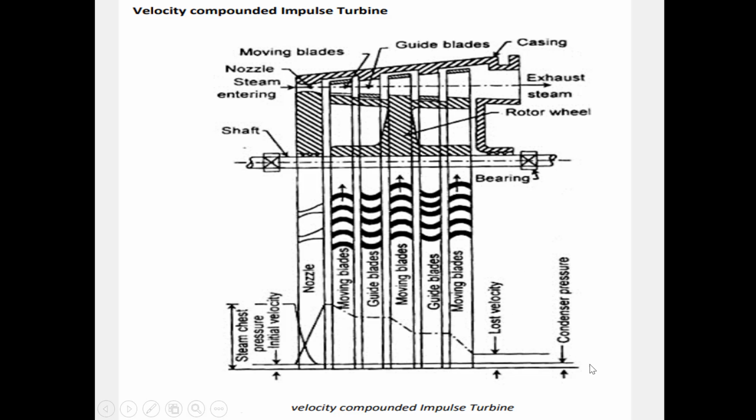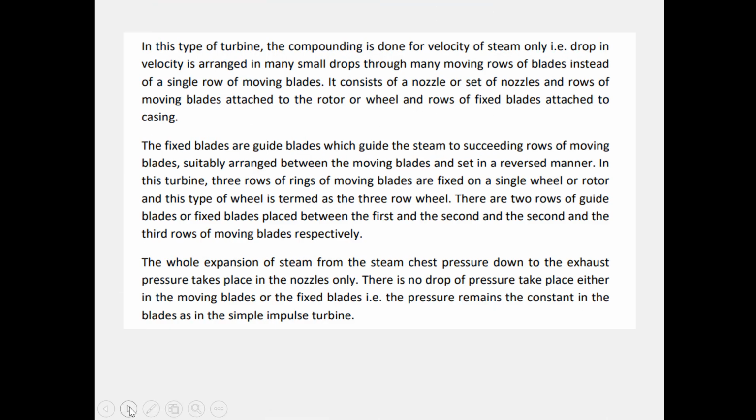Lost velocity here, condensation pressure is given here. So we are discussing about that. In this type of turbine, the compounding is done for the velocity of steam only. Drop in velocity is arranged in many small drops through many moving rows of blades.